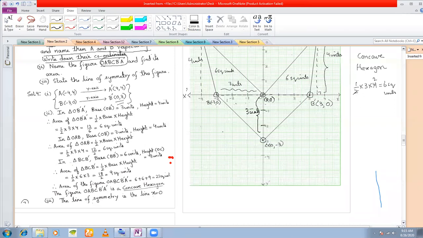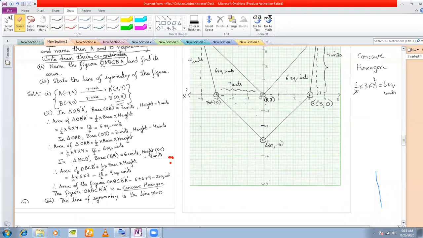You understood? Yes or no? Yes, sir, I understood. Fine. So the height of this triangle is 3 units. Now let us see what the base of this triangle is.